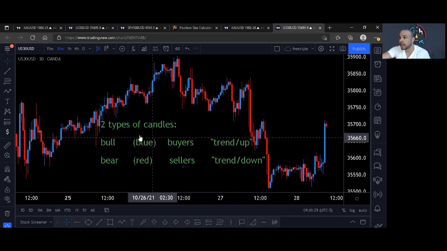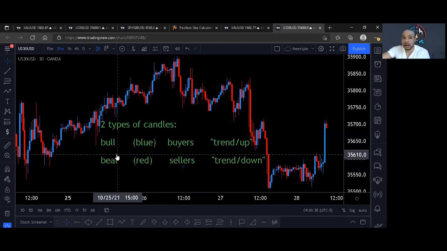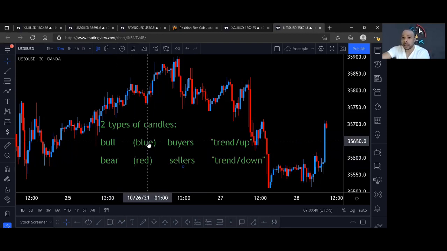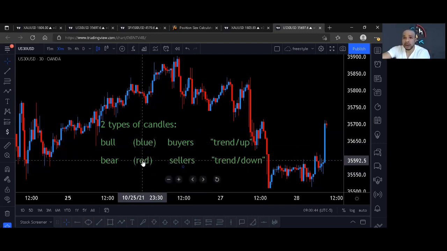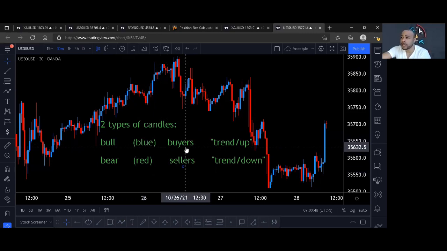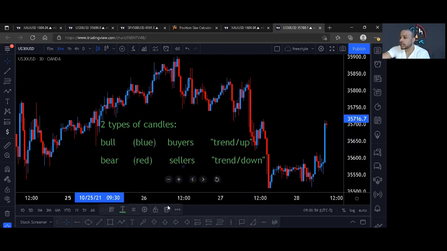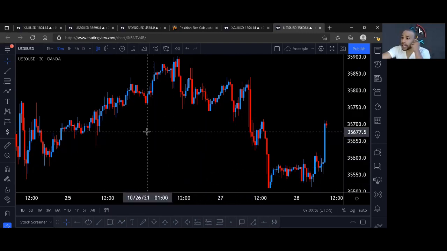Two types of candles, your bull candles, your bear candles. That's it. We don't care about dojis and hanging man dojis and all of this other stuff, okay? Your colors, whatever you prefer. If you want to use yellow and orange, whatever colors, that's fine. As long as you know what they represent, your buyers and your sellers, and they give you the trend, you're okay, right? So that's your two types of candles.